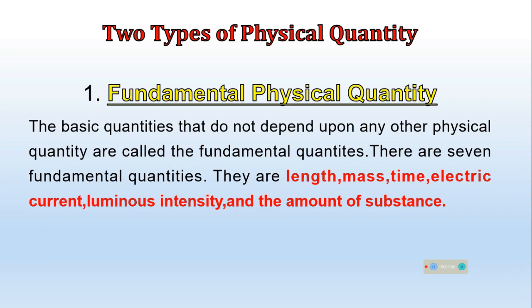There are two types of physical quantity, fundamental physical quantity and derived physical quantity. So what is a fundamental physical quantity? The basic quantities that do not depend upon any other physical quantity are called the fundamental quantities. There are 7 fundamental quantities. They are length, mass, temperature, time, electric current, luminous intensity, and the amount of substance.